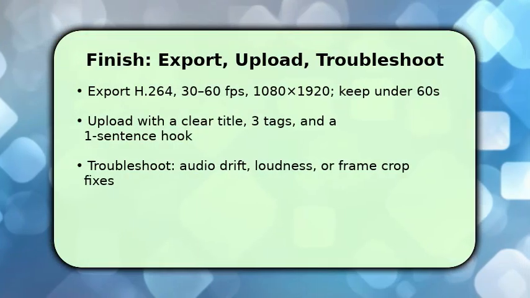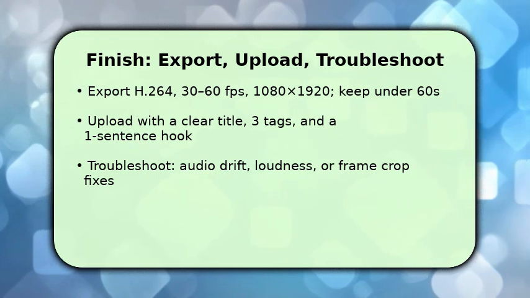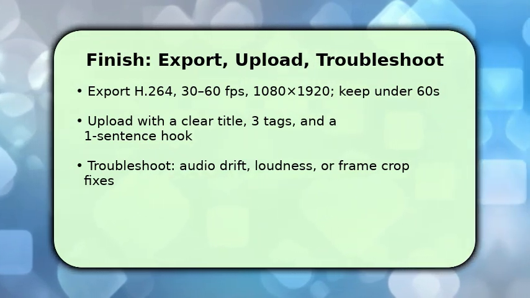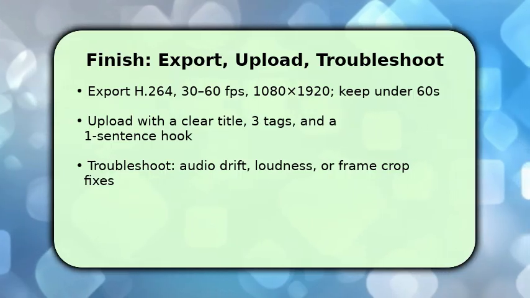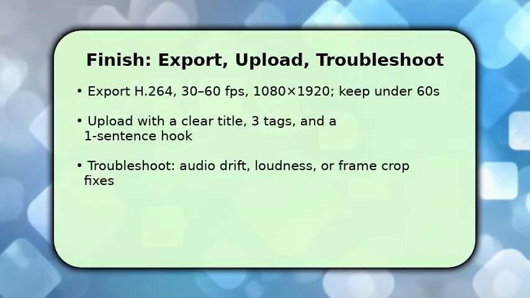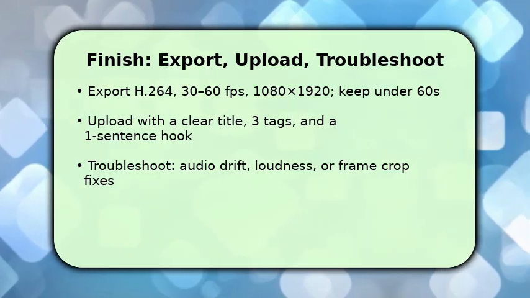You finalize by exporting H.264 at 1080 x 1920, 30-60 FPS, keeping duration under 60 seconds. That meets YouTube Shorts rules. Once done, craft a short title, add 3 targeted tags, and write a one-line hook for the description. Make sure to enable a custom thumbnail if you want more clicks.